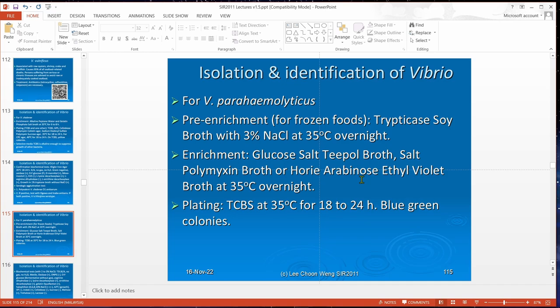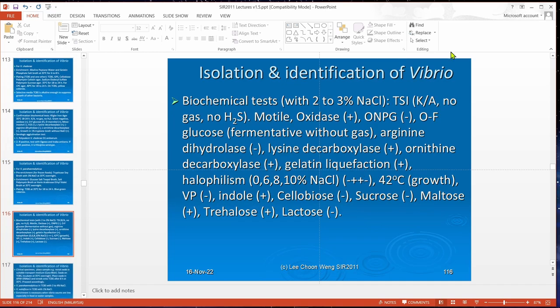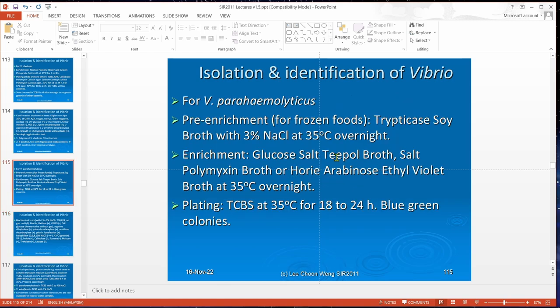Then for parahemolyticus, just take note that most of the tests require supplementation of salts. You need to add either 2 to 3% of sodium chloride. Okay, this one you need to do. If not, the bacteria will not grow well. Then your biochemical test reactions will not be accurate.